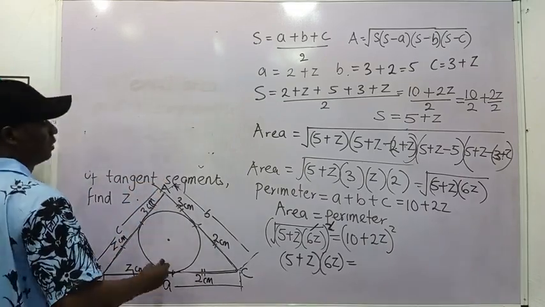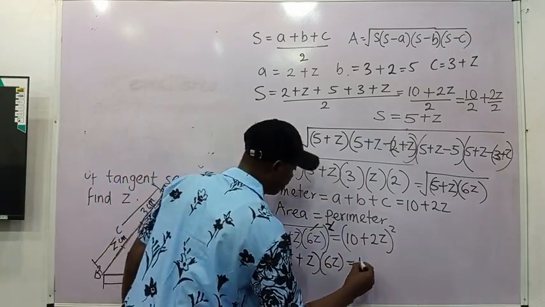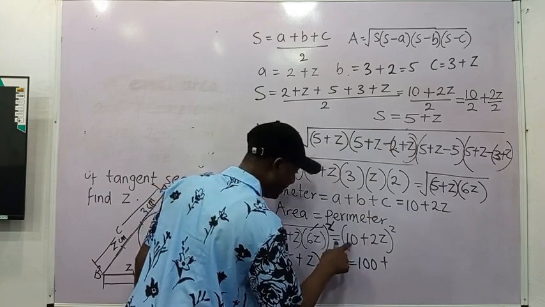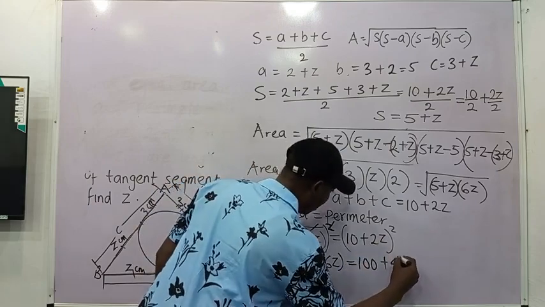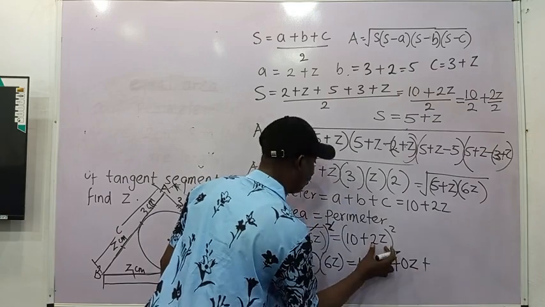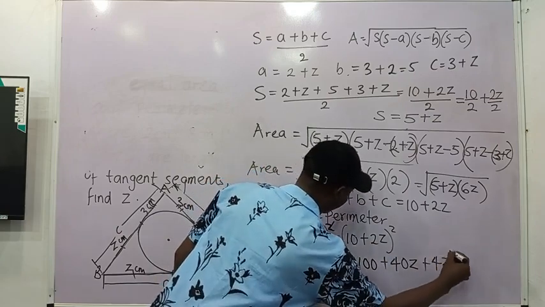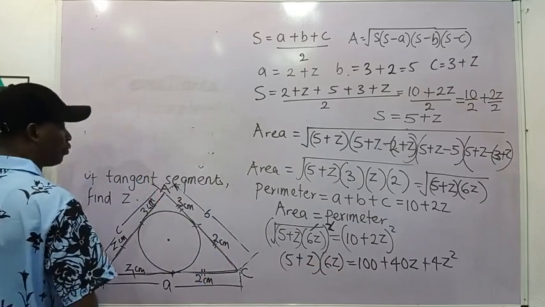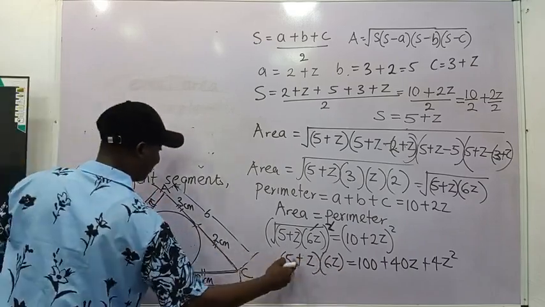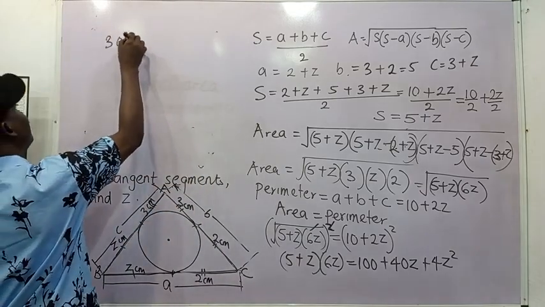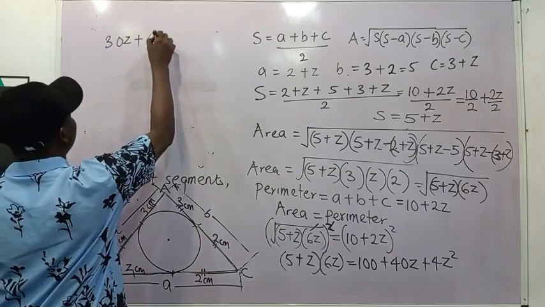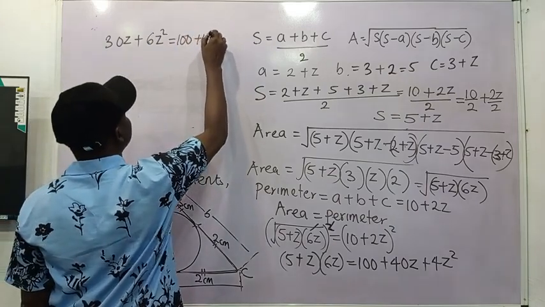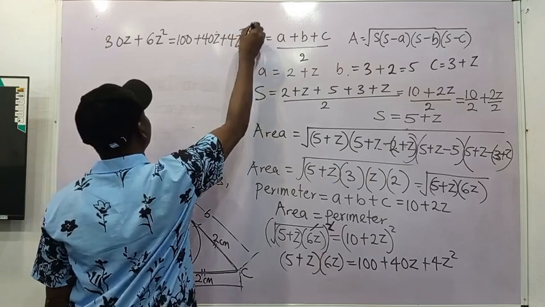So we are going to have, just open the bracket. We are going to have 100 plus this square. 10 square is 100. 10 times 2z times 2, we have 40z. Then square 2z, we have 4z square. Then if you open the bracket of this one, we are going to have 6z times 5, 30z, plus 6z square is equals to 100 plus 40z plus 4z square.